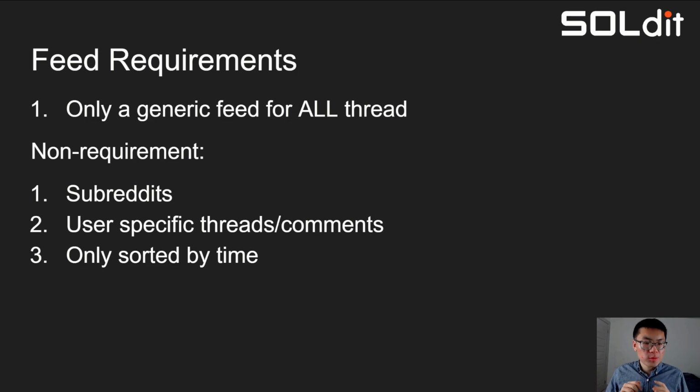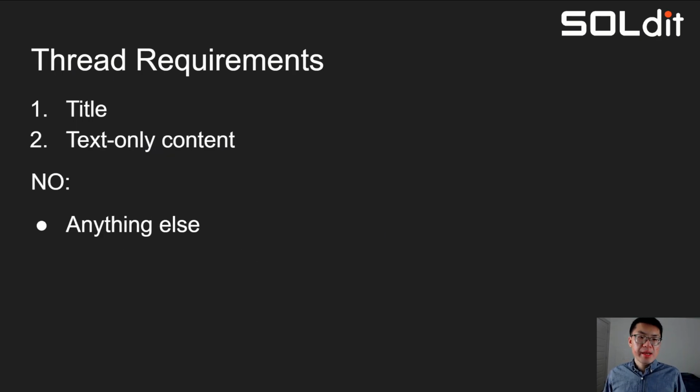And we're not going to worry about how we rank the threads. We're not going to create any algorithms to factor that in. The only one thing we care about is the time that the post was made. And so that's our feed. So let's talk about our threads. So we're going to make a super simple thread. We only have two things. We have a title for the thread and we have the text or the content.